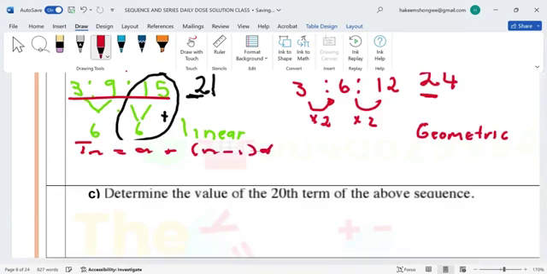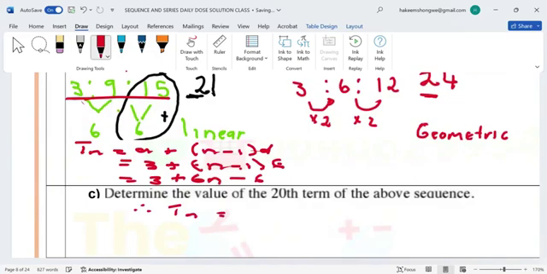D. A is the first term again. So we have 3 plus n minus 1 multiplied by D, which is 6. And then if you multiply here, you are going to have 3, this one multiplied by this one gives us 6n, this one multiplied by this one minus 6. And therefore, our Tn is going to be given as, this one and this one, they are like terms, 6n minus 3, like this.